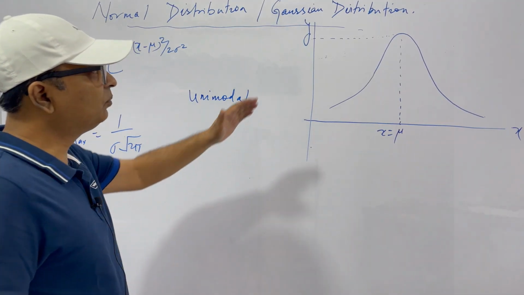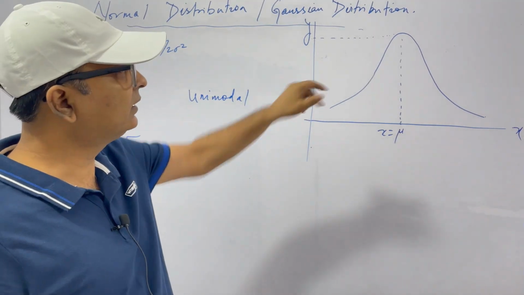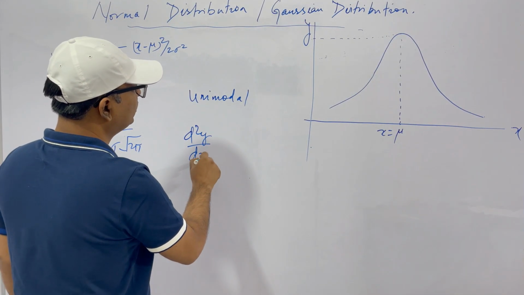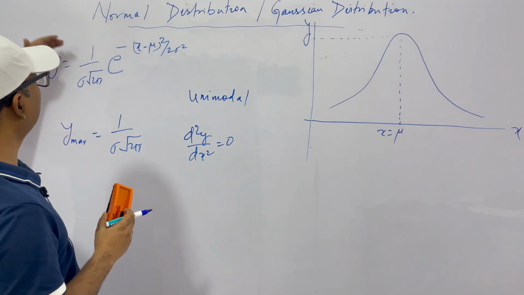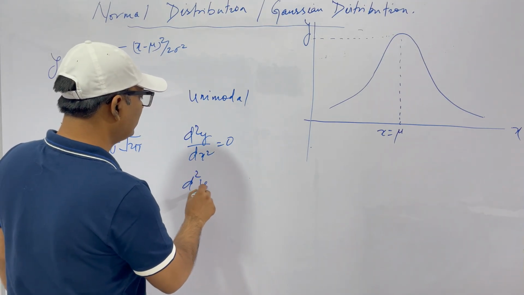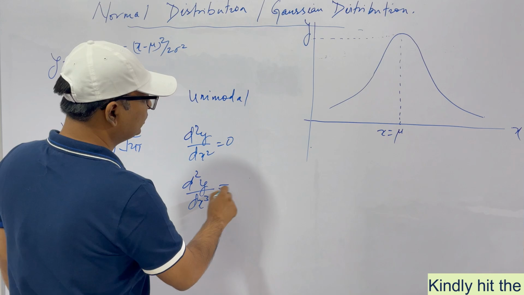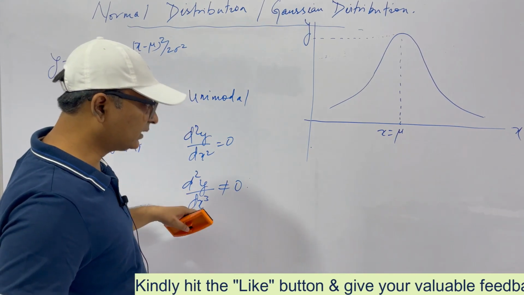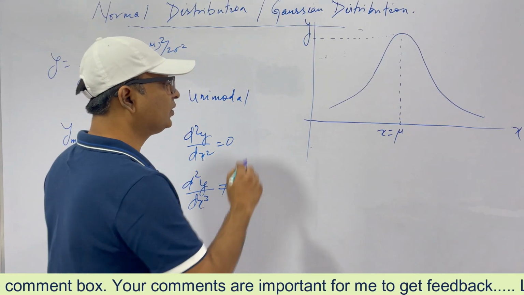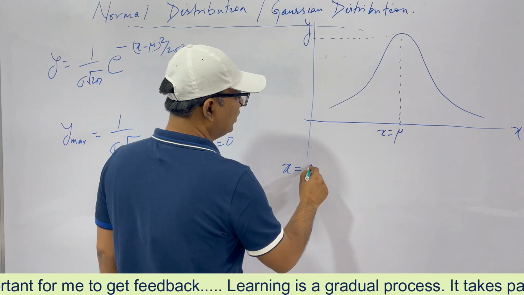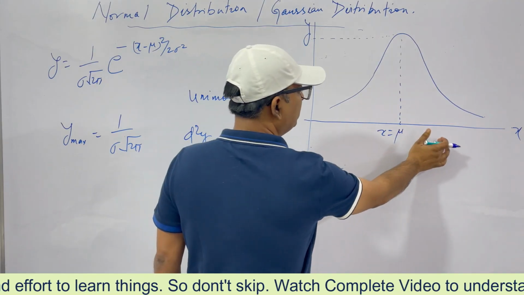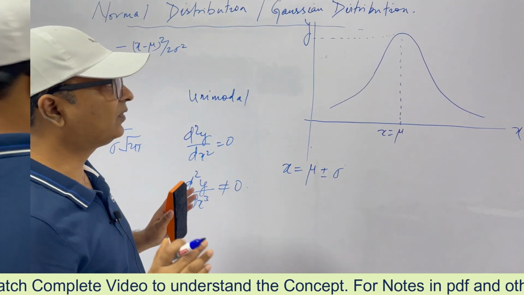Clear? Now the points of inflection in this curve. How do we find the point of inflection? We take d2y by dx2 equal to 0. That is, we take the second derivative of this function, equate it to 0, and we check that d3y by dx3 is not equal to 0. When these conditions are met and we solve this equation, we get the points of inflection, and that will be x equal to mu plus minus sigma. That is minus sigma to plus sigma. These are the points of inflection.